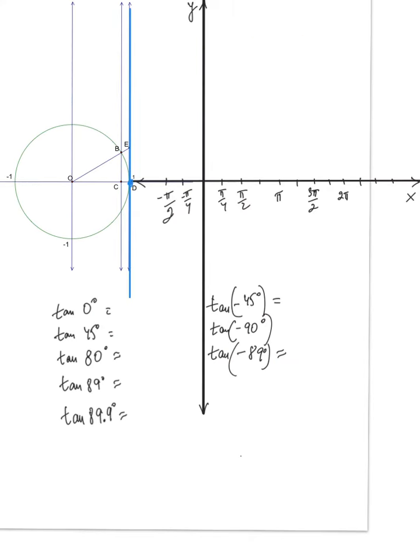Okay, let's start graphing the tangent function. Tangent 0 crosses the tangent line at 0. So the value is 0. We can plot our first point.